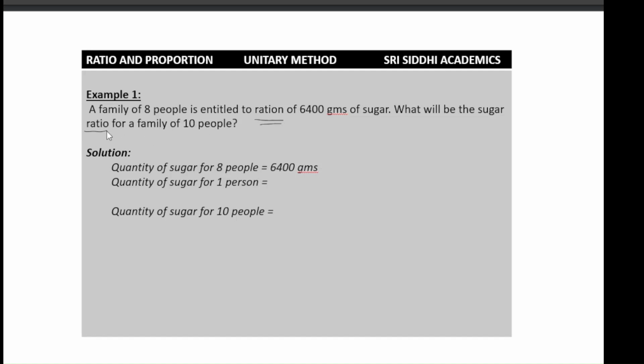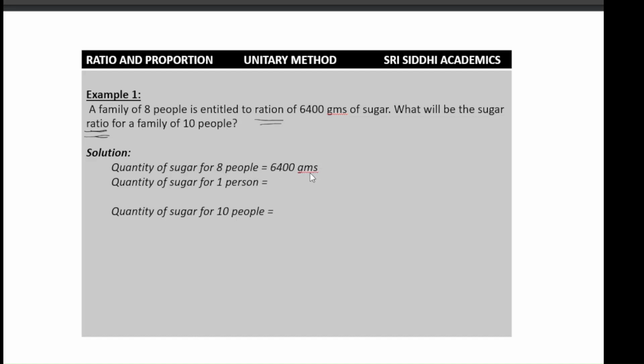Now don't get confused with the word ratio here. This can also be solved using unitary method. So let's understand how to solve. First, we should focus on what is given to us. What is given to us? Quantity of sugar for 8 people is equal to 6,400 grams.